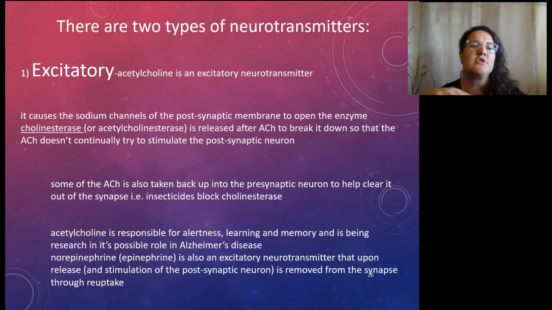So acetylcholine will be released from the axon terminals. It will cross that synapse. It will stimulate the postsynaptic neuron or the dendrites. And then acetylcholinesterase will be released to break down the acetylcholine so it doesn't continually stimulate that neuron. Some of the acetylcholine is also going to be reabsorbed back into the presynaptic neuron to help it clear out of the synapse.